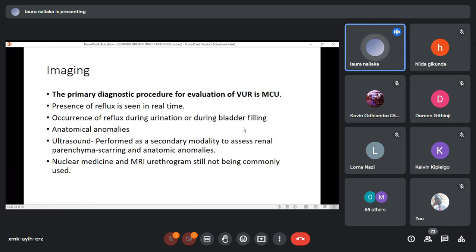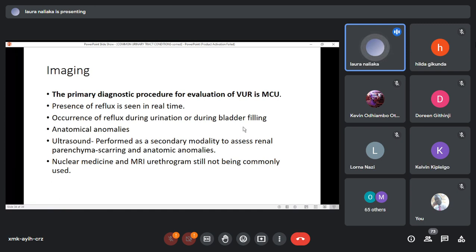Primary modality of choice for VUR is MCU, where we pick reflux in real time. You'll be able to see, as you tell the patient to micturate, contrast going up towards the ureters, either bilateral or unilateral. You'll be able also to pick reflux either during urination, the time you're screening the patient or doing the fluoroscopy, or even, if it's severe reflux, just the time you're filling up the bladder with contrast, you'll see contrast refluxing towards the ureters. You can also pick anatomical anomalies of either the ureters or even the bladder itself.